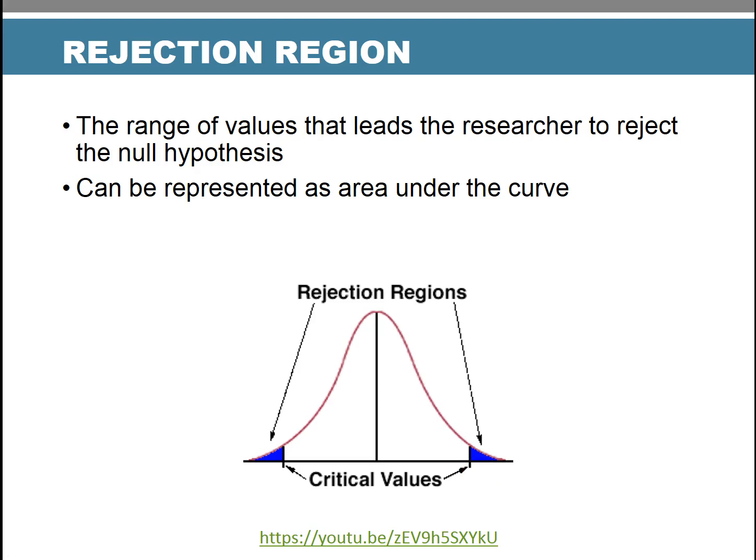If we had a directional hypothesis or a one-tailed test, there would only be a rejection region in either the upper end of the tail or the lower end. We would not have one in both.